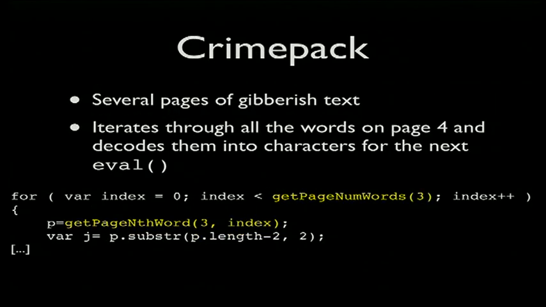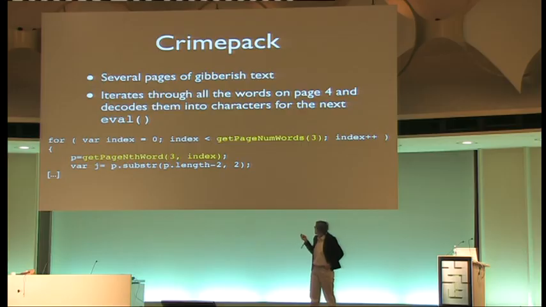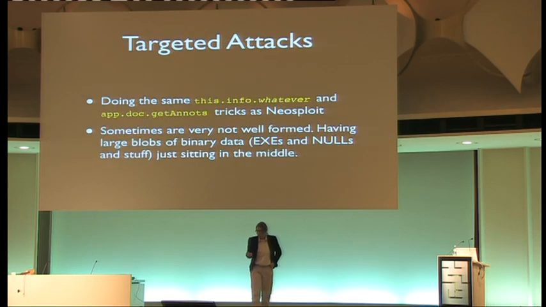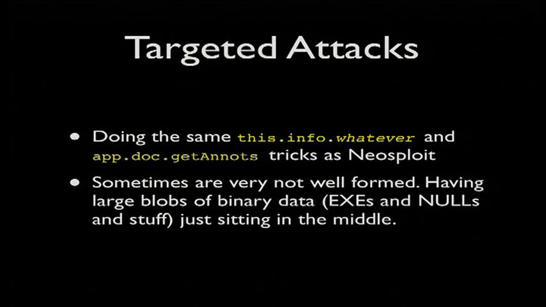Crime Pack similarly involves a little bit more computation if you're figuring this out. It picks words off of the fourth page, so you need to know what words are on what page in order to run through this loop, which is the decryption routine. Whatever comes out of this gets evaled. Most of the targeted attacks I've looked at so far also do the same metadata tricks, either out of the annotations, or from the metadata for the document itself, which is this info object.